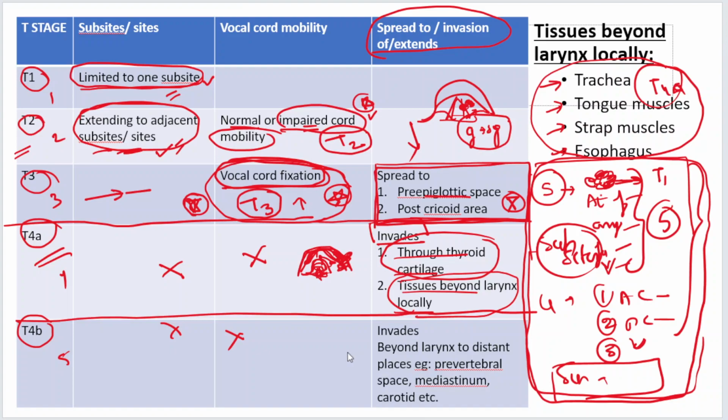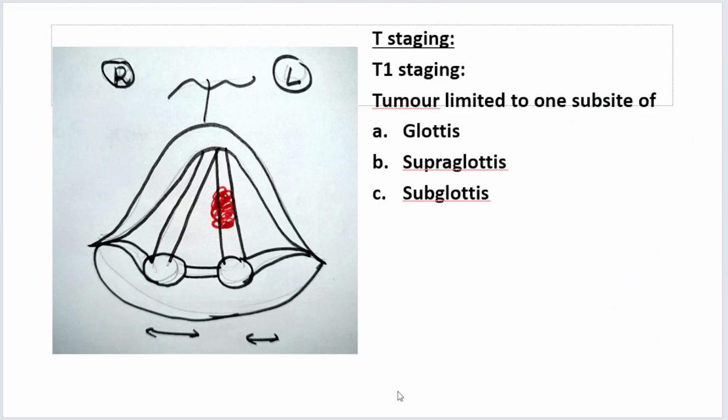Stage T4B, distant places away from the larynx, beyond the larynx, distant spaces like prevertebral space, mediastinum, carotid. It is sheathing the carotid. So now beyond the larynx into prevertebral space, mediastinum and carotid. Now coming to, again we'll be describing the T staging with diagrams.